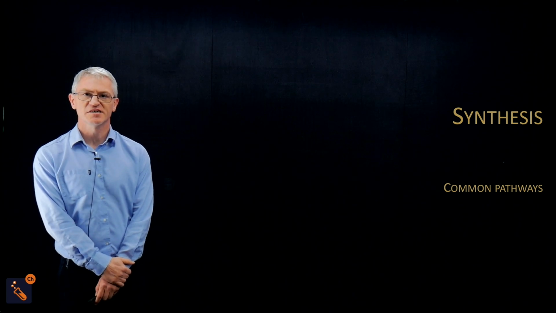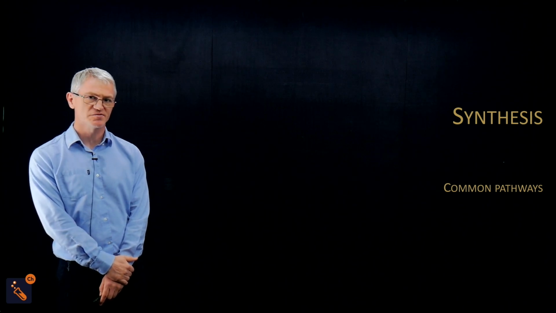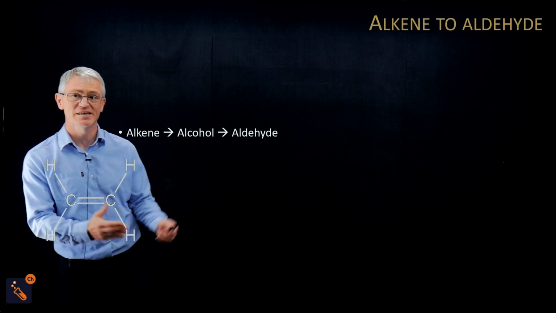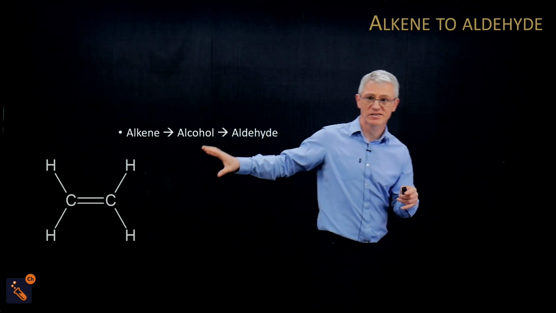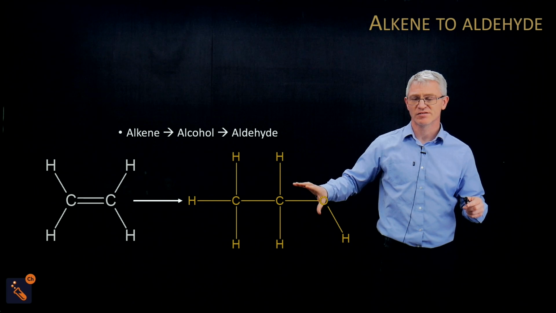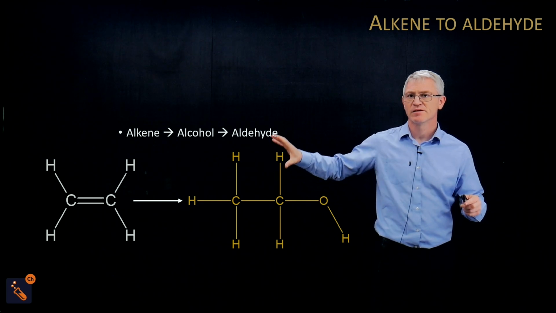So we're going to talk about the common pathways for synthesis in the first year of your A-levels. So first of all, alkene to an alcohol to an aldehyde. Okay, there's your alkene. Want to go to an alcohol. The alcohol will be ethene to ethanol. How do you do that?